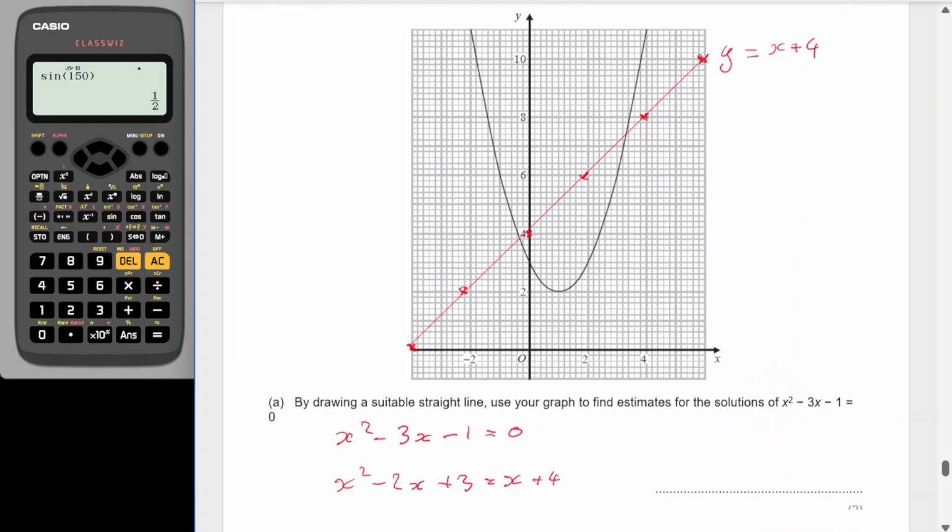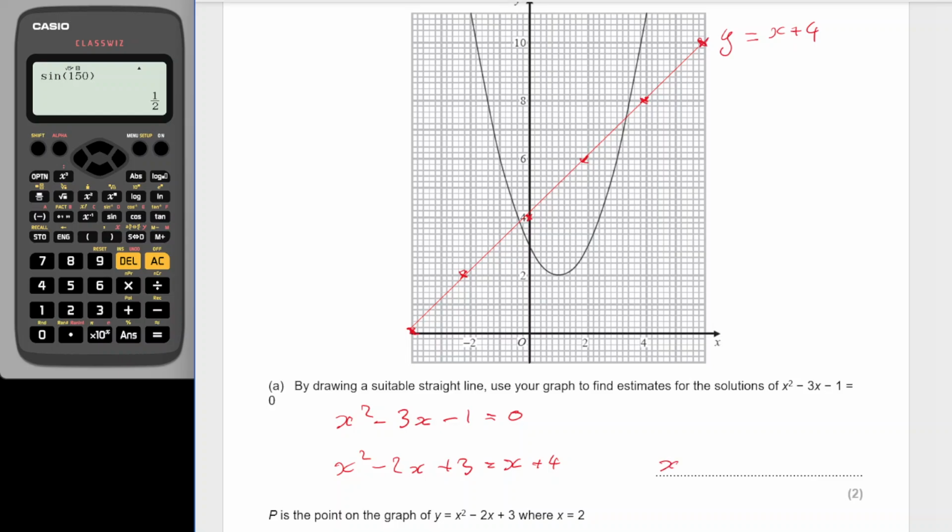Zoom in a little bit. So we're looking at x being equal to, if we're going in ones, roughly minus 0.2. No, minus 0.3. And x is equal to, the other point, it looks like 3.3.